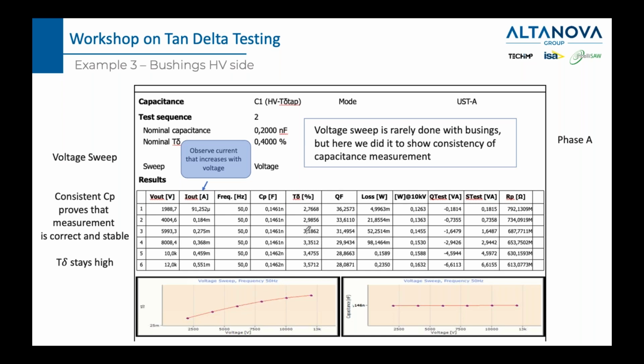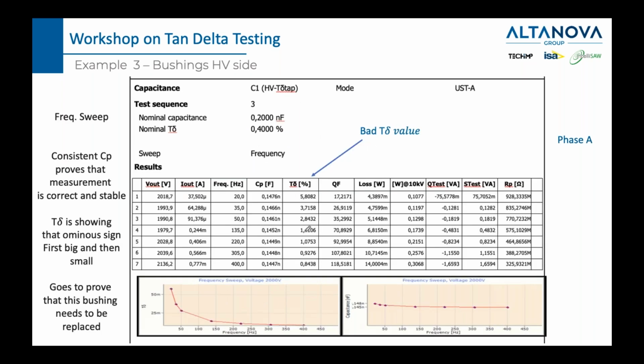But then we did the next step, and we finally said, the frequency sweep. So the frequency sweep means that we were going to change the frequency. What we did, we used 20, 35, 50, 135, 220, 305, and 400. So we went from 20 to 400 hertz in order to see how tan delta will change. So now, you need to understand that we expect to see also the current to change a little bit, but what changed a lot was tan delta. You see that the first tan delta was 5.8, then 3.7, then 2.8, then 1.4. So the first one was 5.8 and the last one was 0.8.